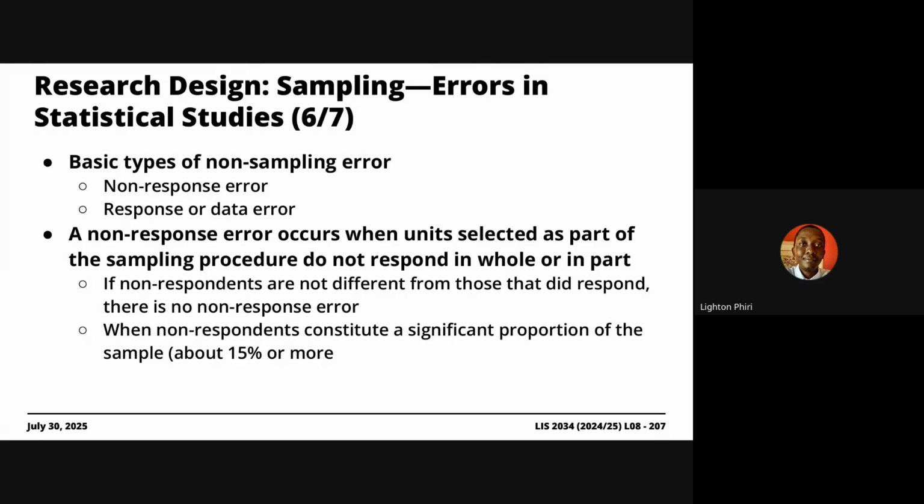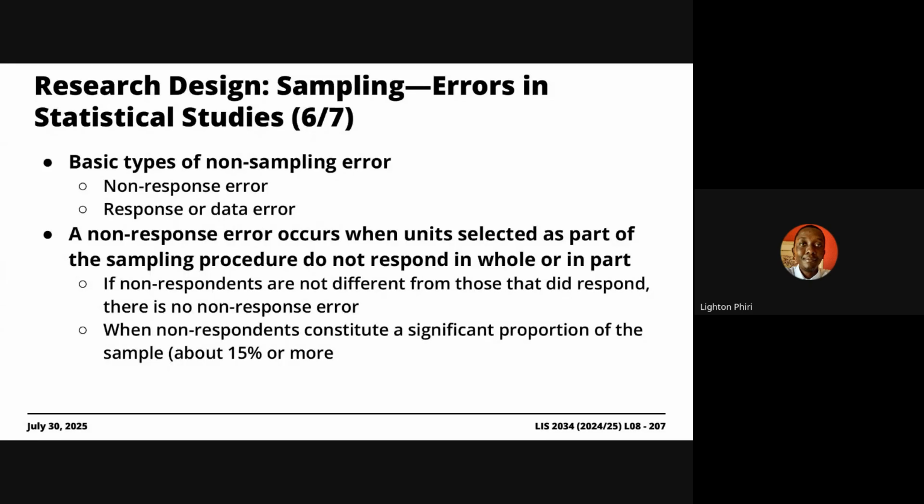Again, more on errors here, some basic types of non-sampling errors. There's a so-called non-response error and response or data errors, right? A non-response error will occur when the elements or the cases selected as part of the sampling procedure do not respond, in whole or in part.